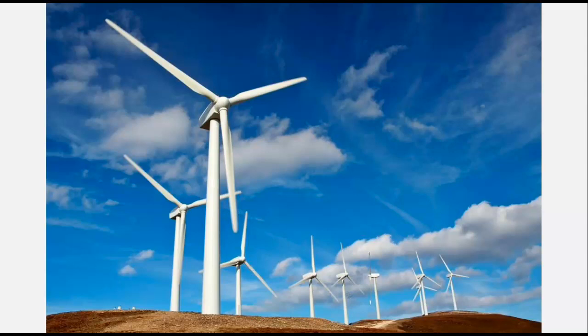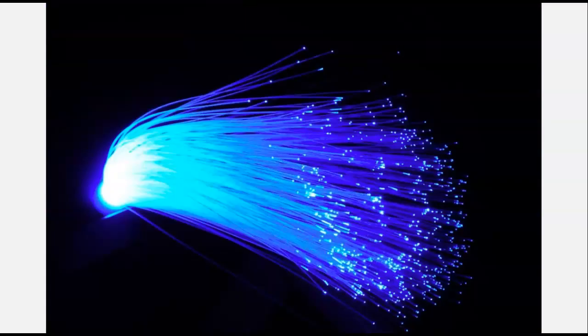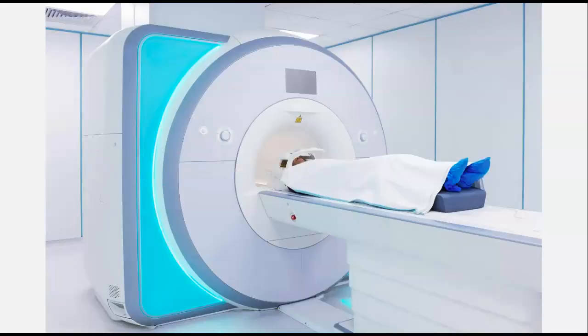What about these windmills? What do they have in common with what we've been talking about so far? What do windmills do? Well, they produce energy from the movement of those pinwheels, basically. What about this? This is fiber optic cable for high-speed internet. Fiber optic cable, that's what that looks like. And how about this? Well, that's an MRI machine, magnetic resonance imaging, to look and see if there's any ailments going on in a patient.